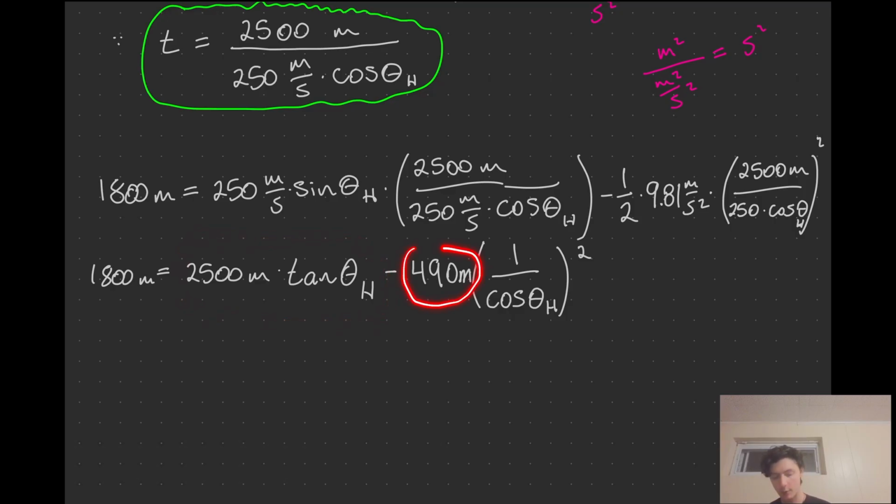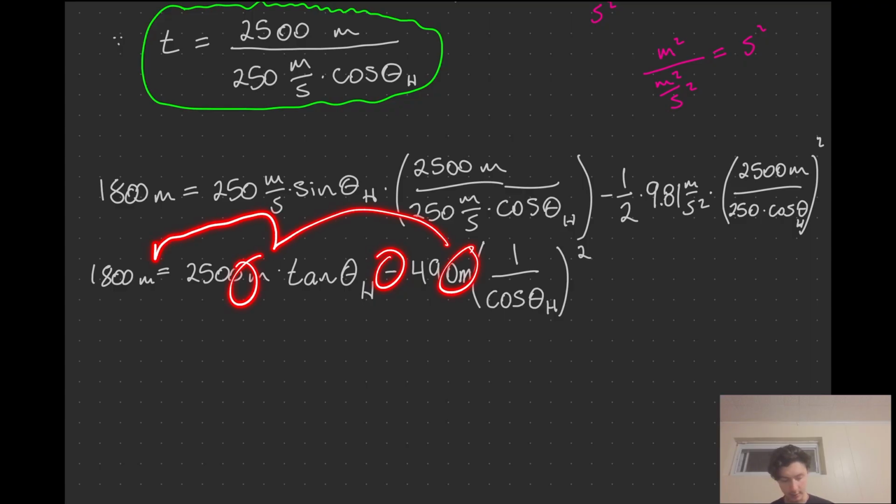Then over here we get 490 meters times this 1 over cosine theta h squared, which is from over here, right? I apply the square over here, and this is what's left over. This is still a unitless quantity, and meters over here. So we can subtract meters and meters, and what we get is meters. So at least the units check out, but this is where the problem starts.